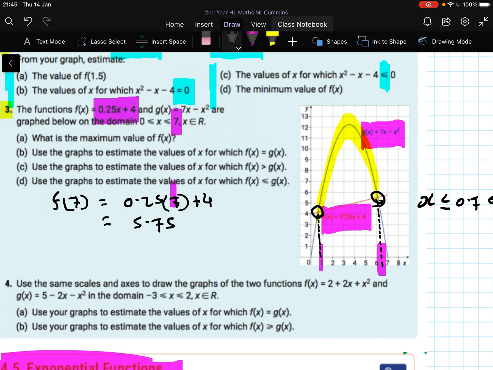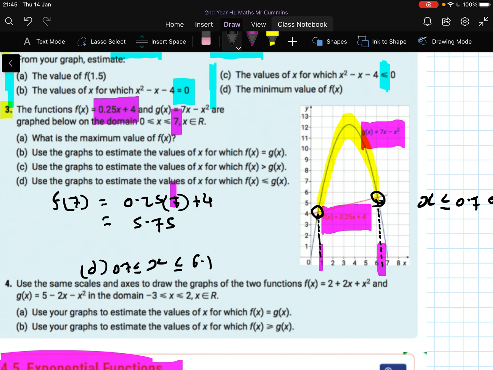And the opposite then is use the graph to estimate the values for which f of x is less than or equal to g of x. So that's just the opposite really. So for the last part of this, part D, if we stick x in the middle, we know that between 0.7 is where they cross. So if less than or equal to x is less than or equal to 6.1.